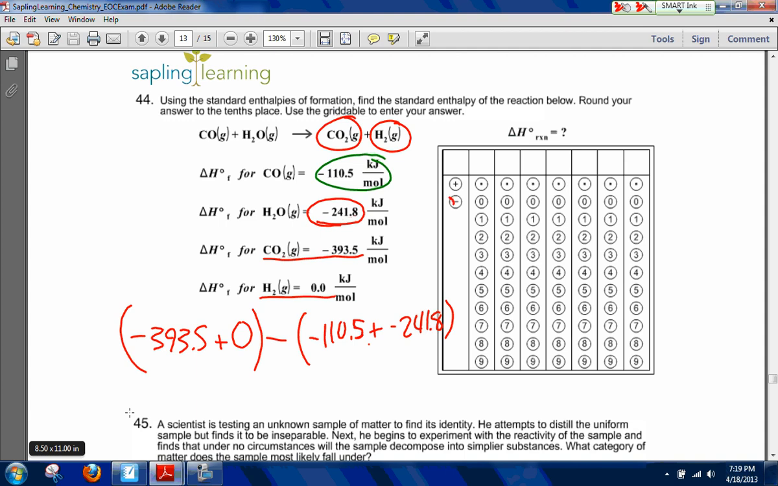So I need to make sure to fill in my negative, and then 41.2. Now it does say round your answer to the tenths place, and I'm going to say 41.2, that goes to the tenths. Very good. Go on to number 45.